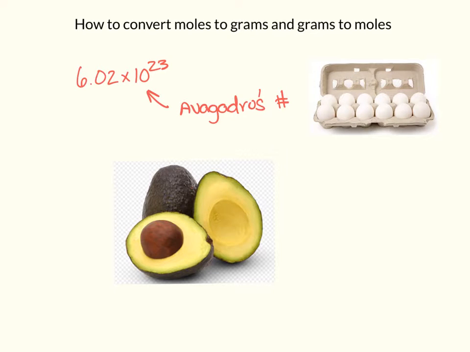Nope, it's not avocado's number, it's Avogadro's number. Avogadro was a scientist who came up with the idea that every group of atoms, because they are so small, had 6.02 times 10 to the 23rd items in it. It doesn't tell us how heavy a mole is, it just tells us how many items are in that group.